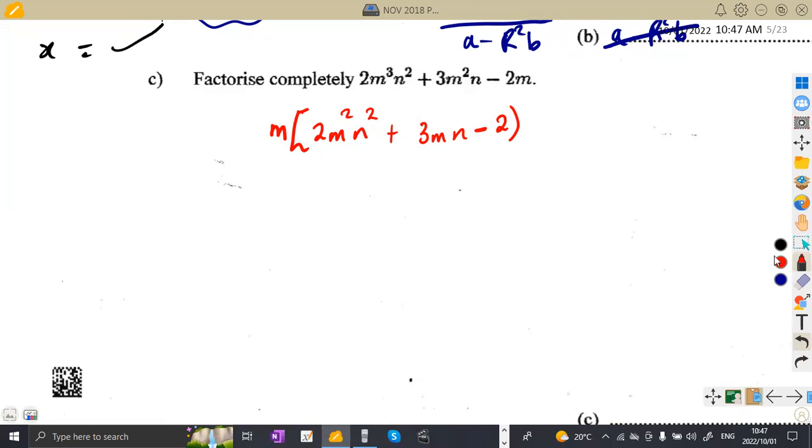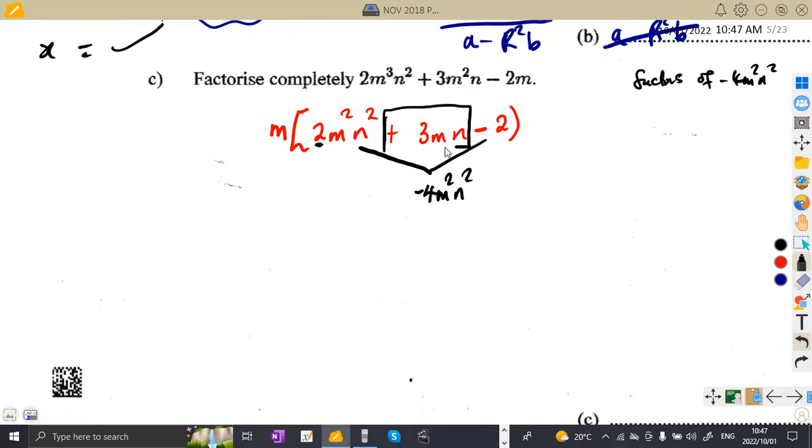How do you factorize the quadratic expression, guys? Always know that if the coefficient of the first term is not 1, you are forced to do the longer way of factorization, where you multiply the first term by the last term. Take note on this one, first term and the last term. So it's 2 by negative 2, which is negative 4m squared n squared. So what we need here are the factors of minus 4m squared n squared. But these factors, if you add them, must give you the middle term, which is 3mn, and it's a plus. So we've got 4mn and minus mn.